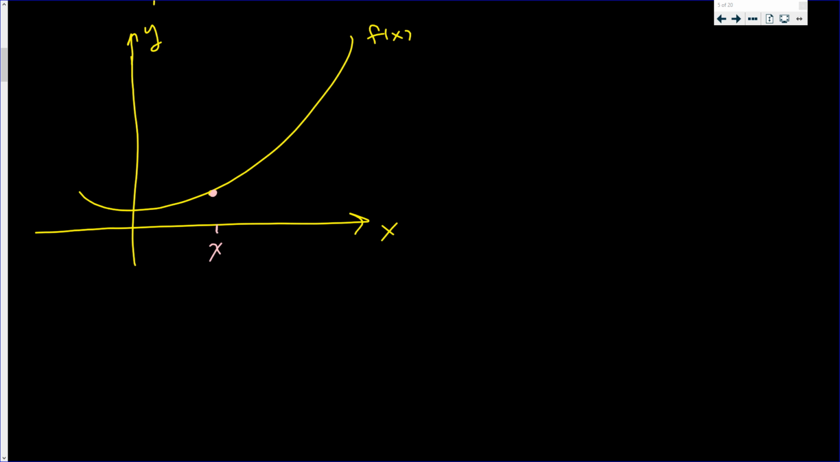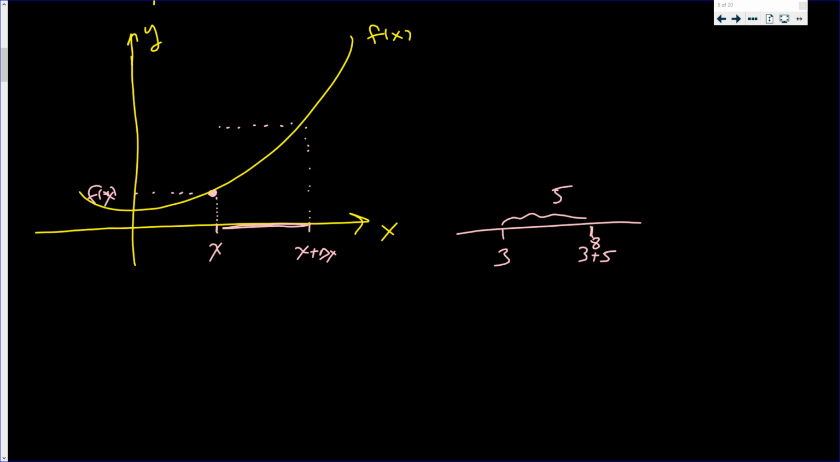So I'll pick this x value, and I'll pick another x value a little distance away. In fact, it's going to be delta x units away. And if this was 3 and I told you this was 5, you would say, oh, whatever 3 plus 5 is, that's what goes there. So I'm telling you that this distance is delta x. So that must be x plus delta x. Now, you go straight above it, x, straight across, you're going to get f of x. And if you go straight up at x plus delta x, and then go straight across, you're going to see whatever f of x plus delta x is.